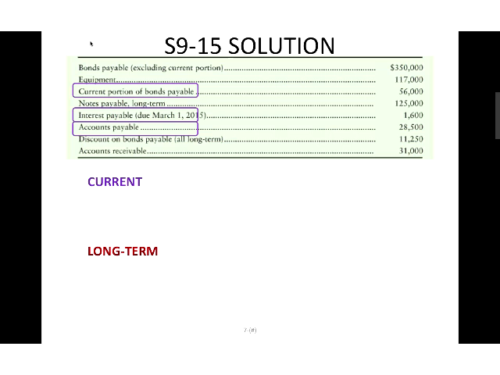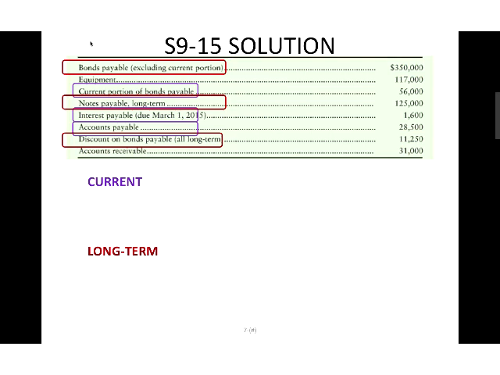Now going on with long-term. Going back up to the top of the list, looking at the things we did select to see if they're long-term. Bonds payable, that would be a long-term liability. Equipment we can skip again because it is an asset. Notes payable long-term, that's going to be a long-term liability. Discount on bonds payable is absolutely a long-term liability. It tells us all long-term. And we can ignore accounts receivable because, again, it is an asset. So that's where I'm getting the numbers.